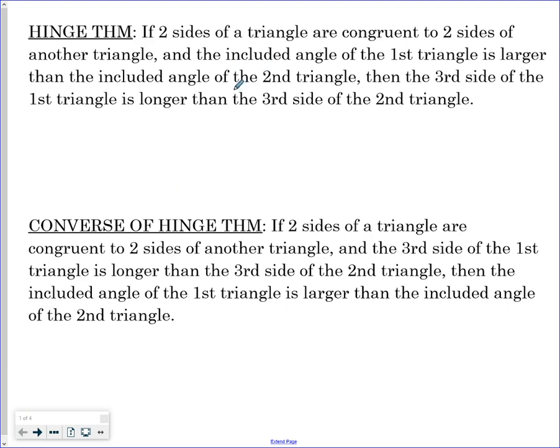So this is the Hinge Theorem. I'll draw a picture like you have in a second. If two sides of a triangle are congruent to two sides of another triangle, and the included angle of the first triangle is larger than the included angle of the second triangle, then the third side of the first triangle is longer than the third side of the second triangle. Your picture makes a little more sense probably.